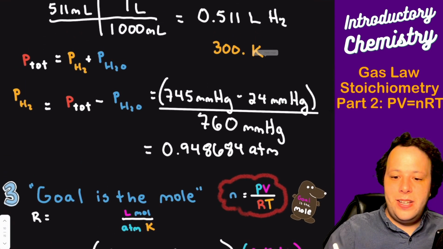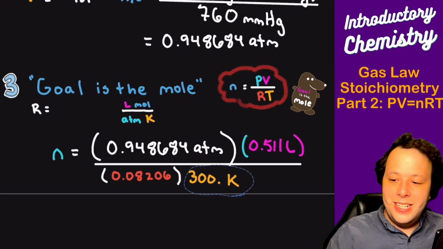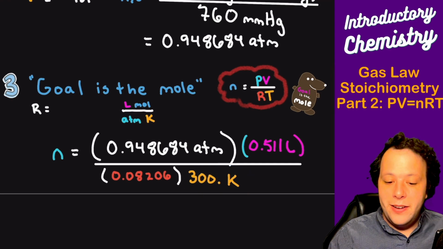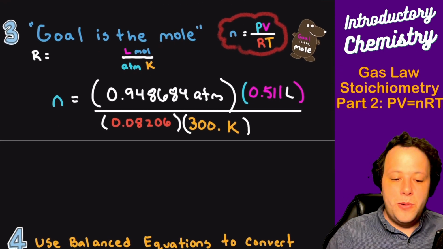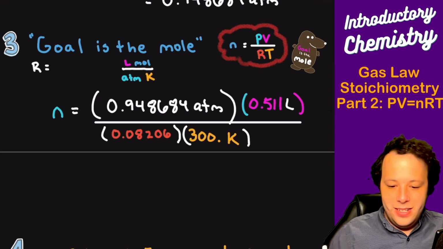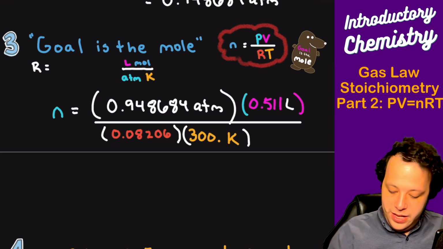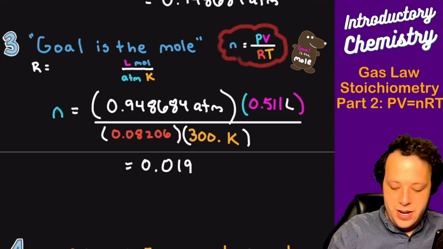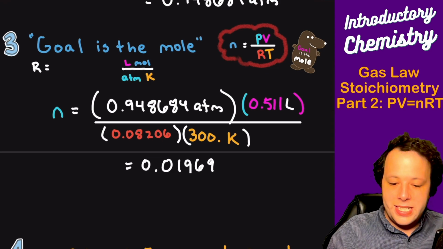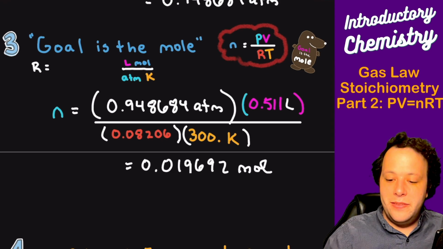So let's take that value and bring it down. Now we're going to plug all that into our calculator. So you're going to take 0.948684 times 0.511 liters. And then you're going to divide that by 0.08206 times 300. And what you will get is 0.019692 moles of hydrogen in this problem.